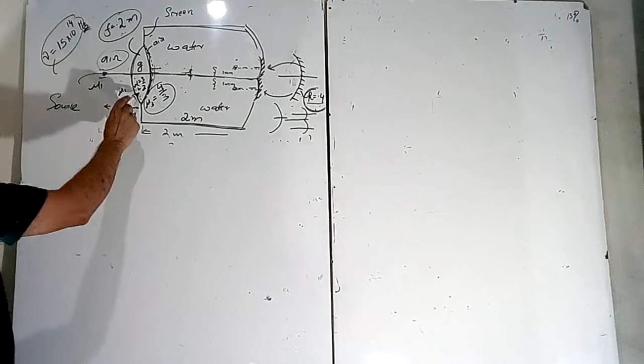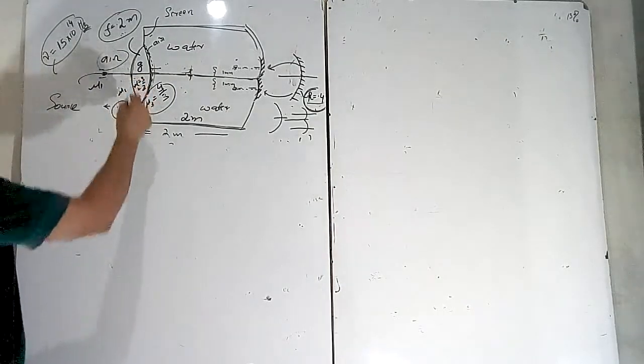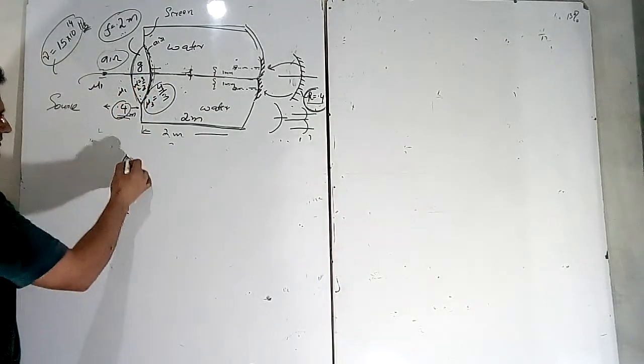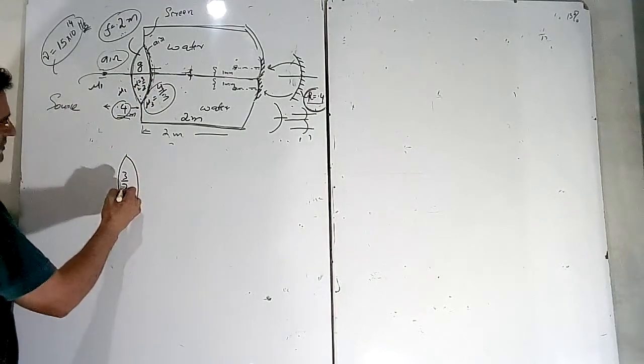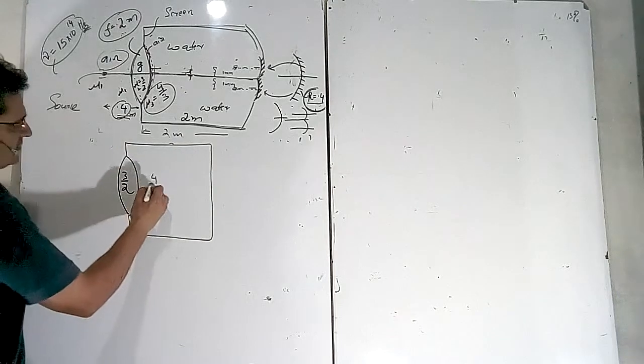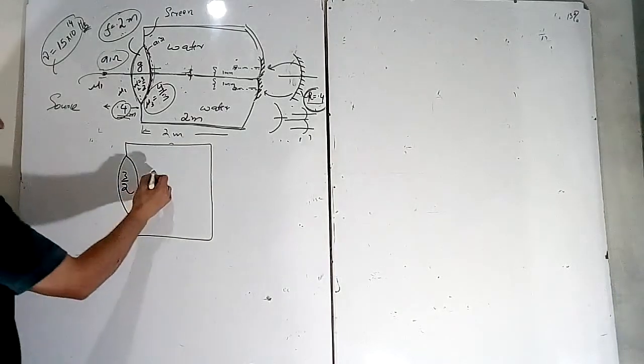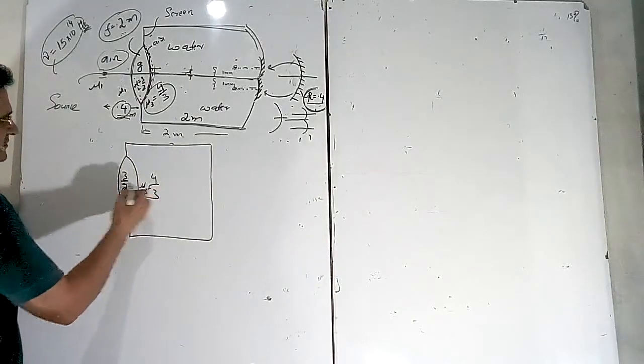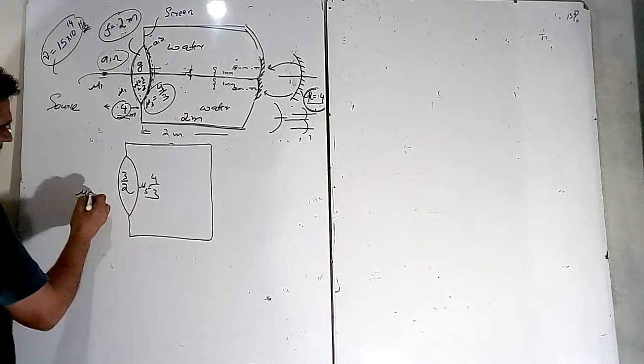There is a lens here which is made up of a material which is having refractive index of 3 upon 2. So this lens is placed ahead of this, which has liquid, where mu3 is this, and mu2 is 3 upon 2, and mu1 is 1. This is air.